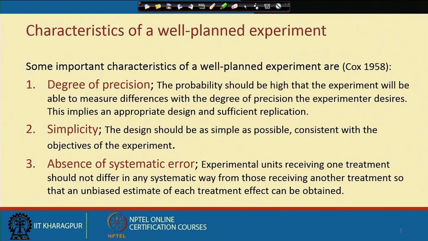In an experiment, what do we want to measure? We have some target, something we want to achieve. Then what we achieve through the experiment is measured by y or x. The difference is the error, and that error should be measured very precisely. The error measurement should not be very widely spread. That is why degree of precision is one of the important criteria for a well-planned experiment.